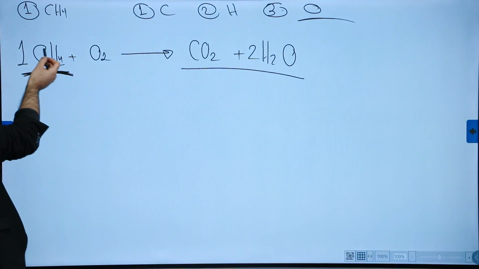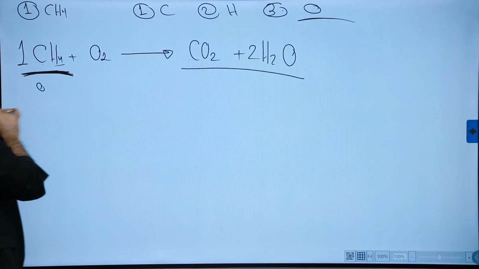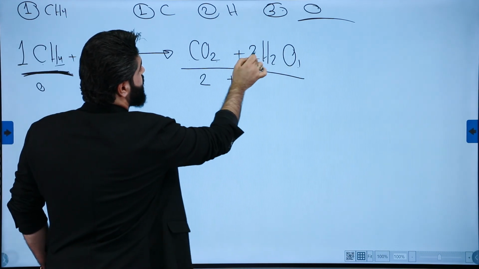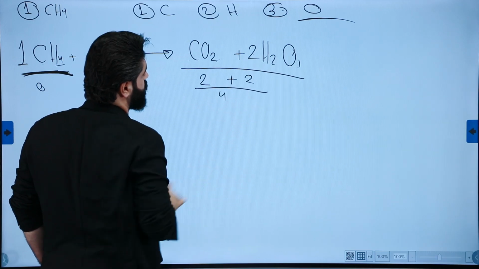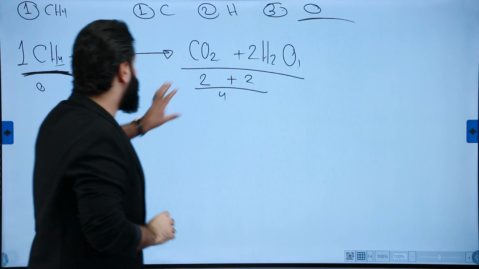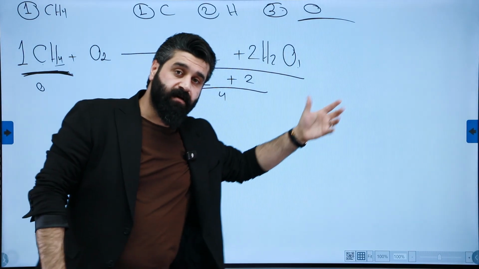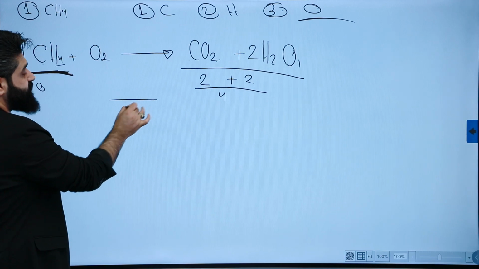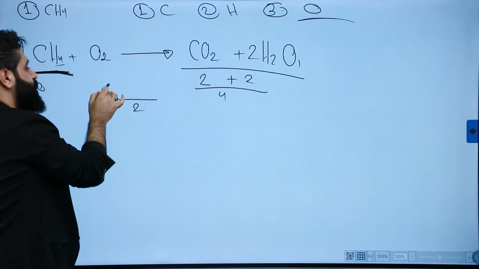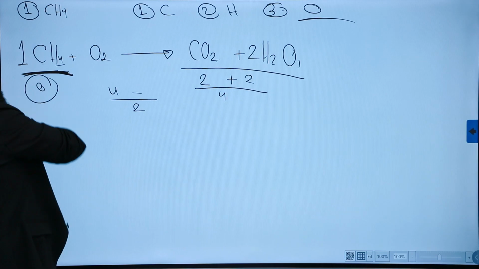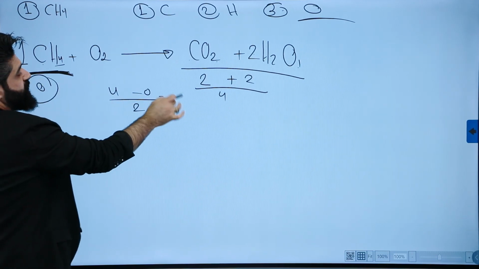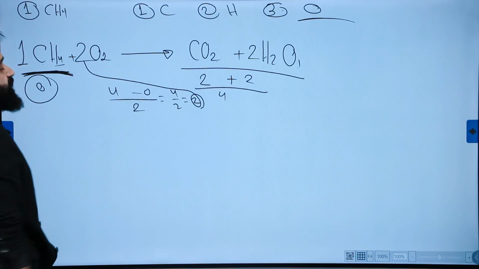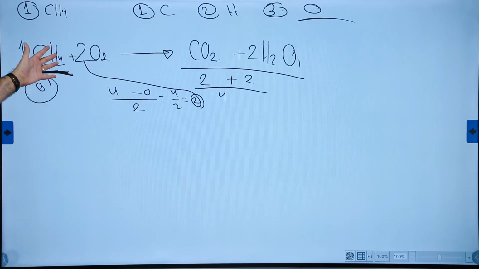How many oxygens are there here? 0. About this, we have 2 oxygens here plus 1 times 2, 2 oxygens. Total is 4. That means count the total oxygens for the products with the oxygen inside of the combustible substance. Then you need to have a fraction: total oxygen for the product minus oxygen in the combustible substance equals 4 over 2 equals 2. Add this number to here. This is balanced, our combustion reaction.